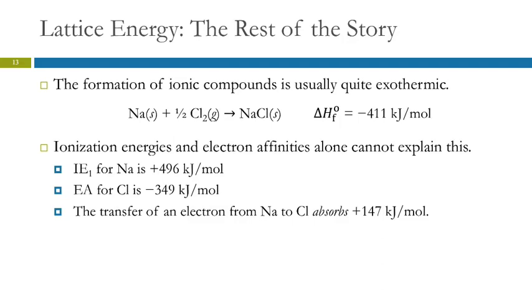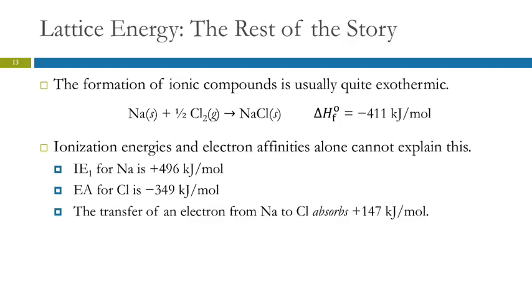Well, we could look at the ionization energy. The ionization energy for sodium is positive. So we have to pay sodium 496 kilojoules per mole for it to become an ion. The electron affinity for chlorine is negative 349 kilojoules, so that's releasing energy. But if you add those two together, that's telling us that transferring an electron from sodium to chlorine is actually going to absorb 147 kilojoules per mole, when we know from experiment that it releases 411.